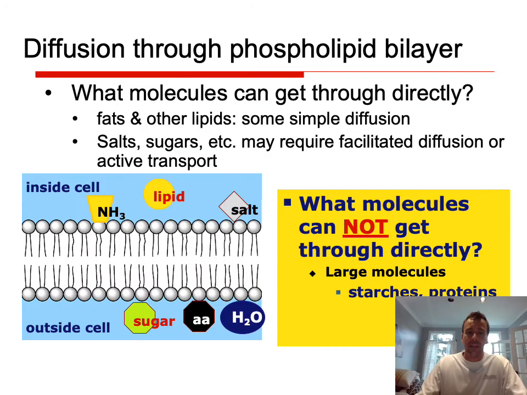membrane to do that. So some molecules can get through by simple diffusion, some of the fats and other lipids. Some salts and sugars may require facilitated diffusion or some sort of active transport because they're more hydrophilic in nature and can't just diffuse right across that membrane. Very large molecules, starches and proteins, cannot move across these membranes at all. So those are very compartmentalized.